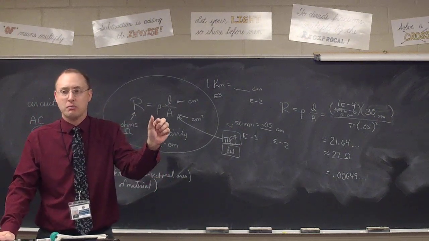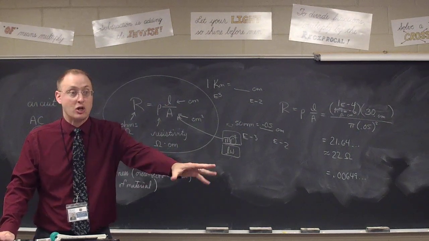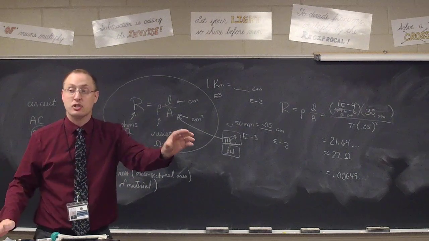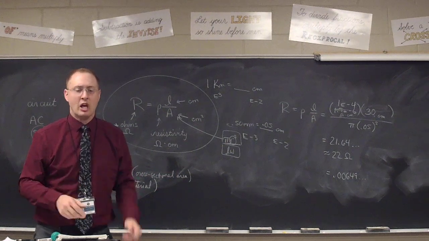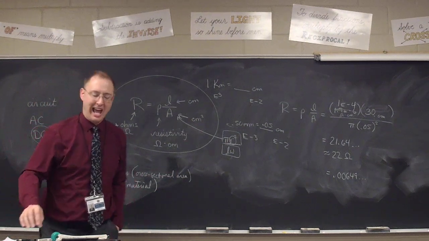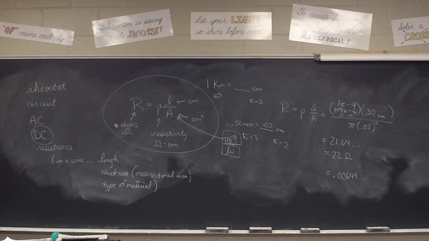And when they turn the volume down, you're decreasing the flow of electrons. Increased flow, increased volume. Decreased flow, decreased current. How do you do that? You increase the resistance. So there are times you want to be able to change resistance. A variable resistance, or a changeable resistor, is called a rheostat. A rheostat is an adjustable resistance.